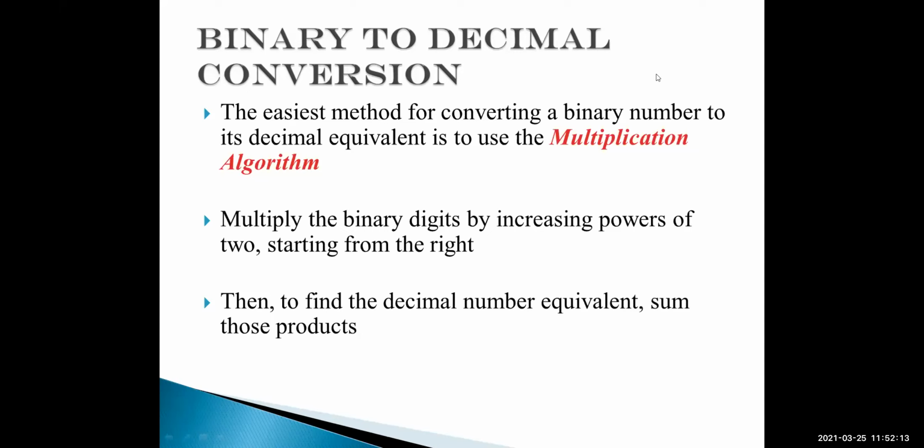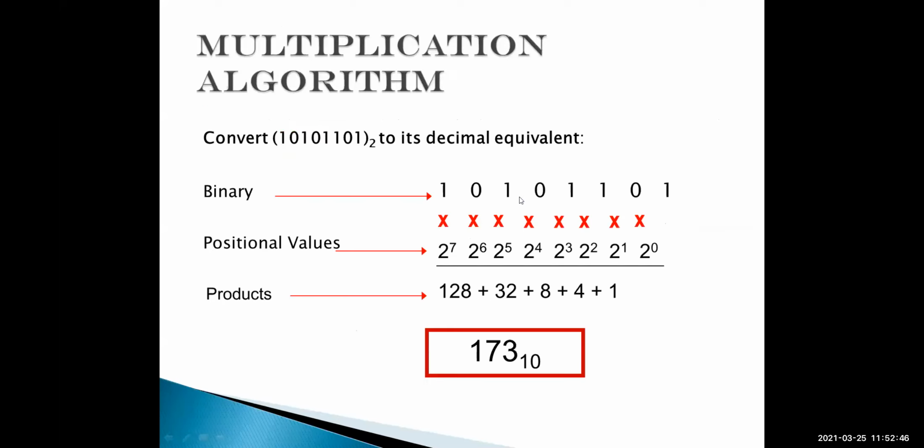The easiest method for converting a binary number to a decimal equivalent is to use the multiplication algorithm. So I will show you how we can use the multiplication algorithm, but you must remember it for the MCQ. Sometimes they will ask you which algorithm we are using to convert binary to decimal. That is the multiplication algorithm. So multiply the binary digit by increasing powers of 2 starting from the right. So I will show you the example, then to find the decimal number equivalent, sum the total products. So let me show you one example.